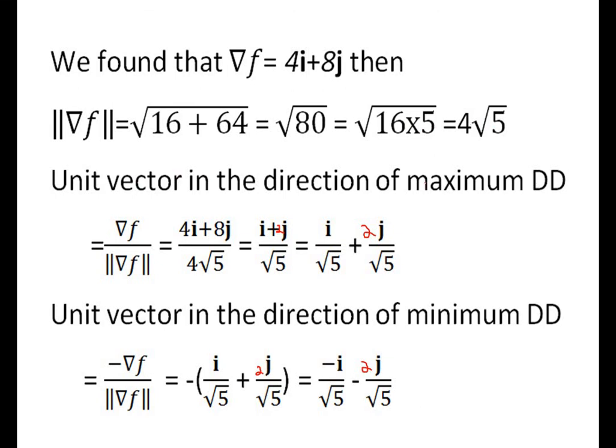Then the unit vector in the direction of the maximum directional derivative equal to del f by norm del f, that's equal to (4i plus 8j) by 4 root 5, dividing by 4 commonly, then (i plus 2j) by root 5, that's equal to i by root 5 plus 2j by root 5. Then the unit vector in the direction of the minimum directional derivative, which is in the opposite direction of the maximum directional derivative, that's equal to minus del f by norm del f, that's equal to minus of (i plus 2j) by root 5, that's equal to minus i by root 5 minus 2j by root 5. Okay.